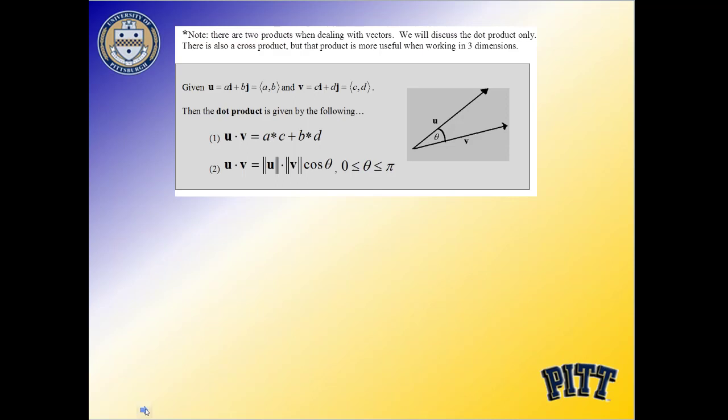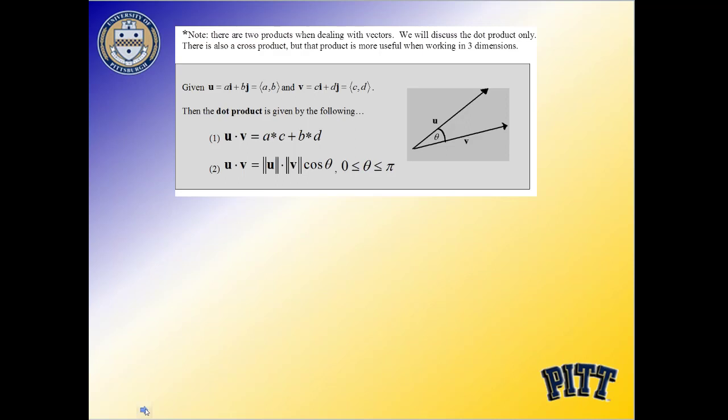One of the things it is used for is to help us determine how much of an angle lies between two vectors. As I said, there is a cross product as well, but cross products tend to be used when we start dealing with vectors in 3 dimensions compared to 2 dimensions. But as I said, the calculation of the dot product is the first formula.